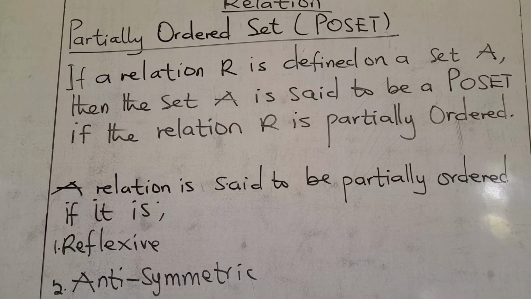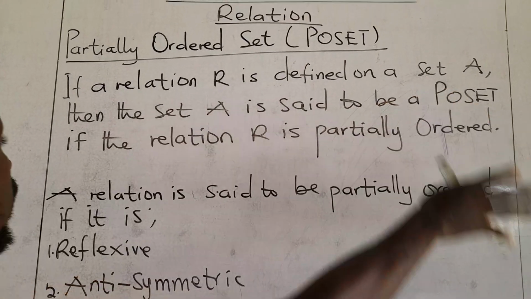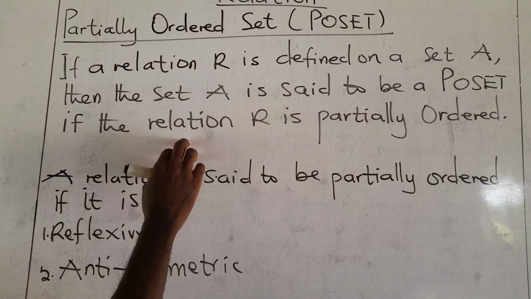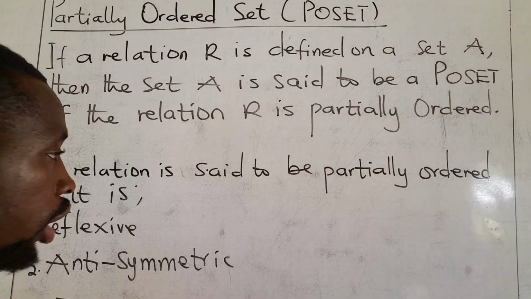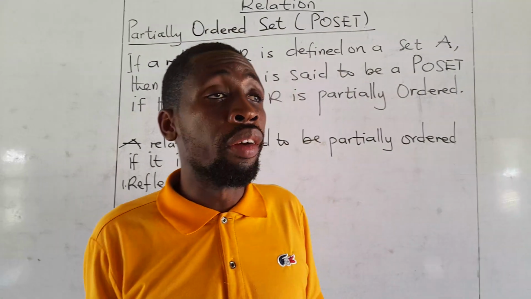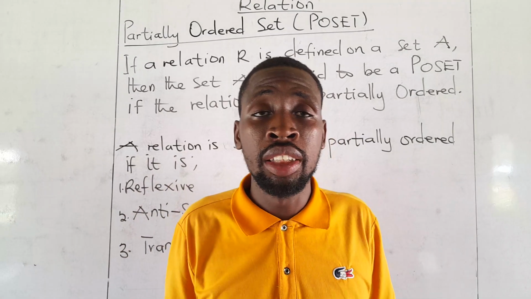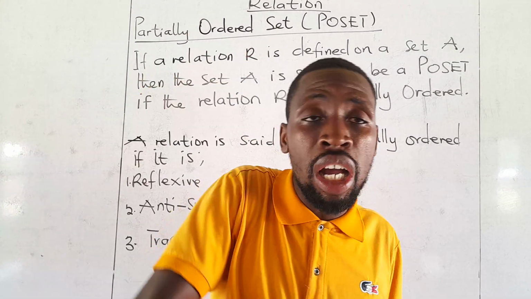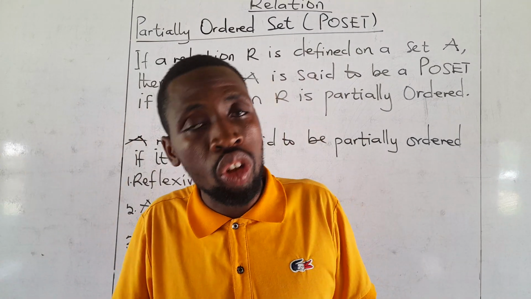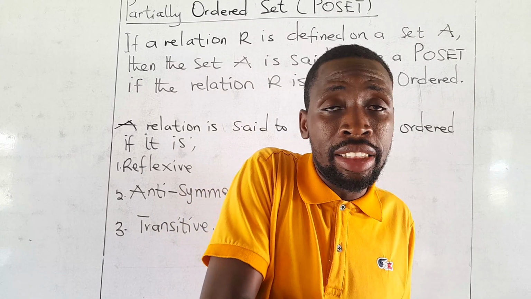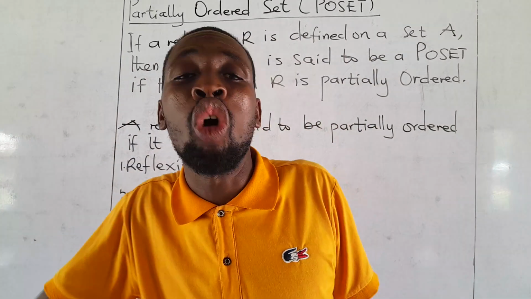We say if a relation R is defined on a set A, then the set A is said to be a POSET if the relation R is partially ordered. So what does this mean? It simply means that when a relation is defined on a particular set, that set will be called a POSET if the relation defined on it is partially ordered. That means the set is called a partially ordered set if the relation is partially ordered.